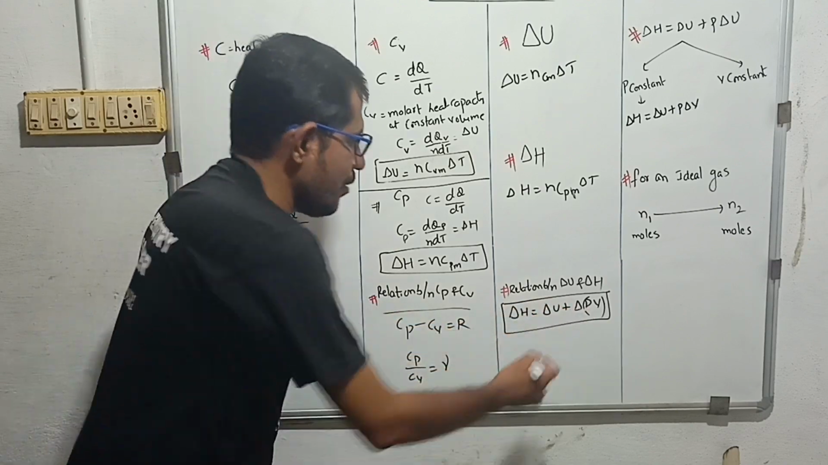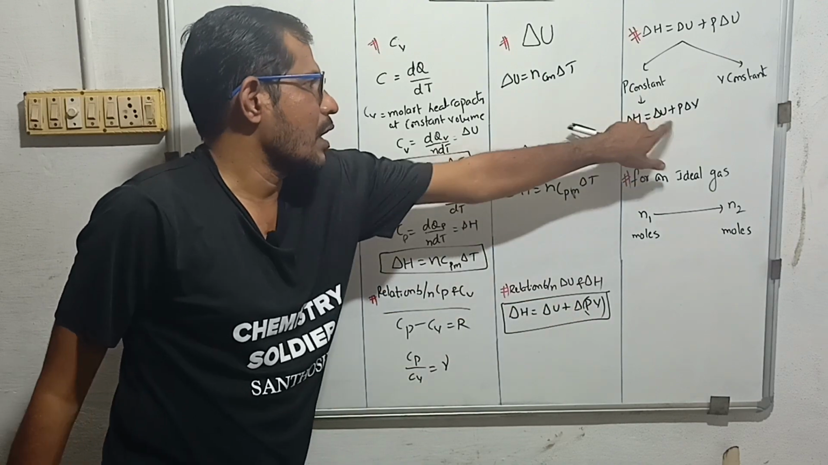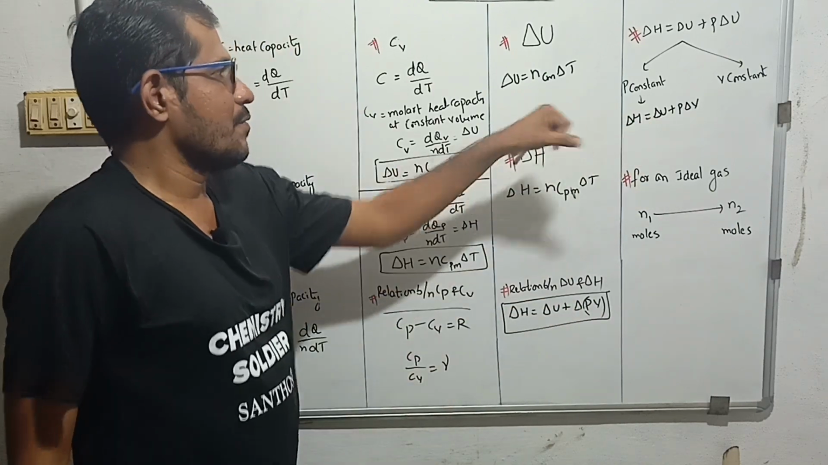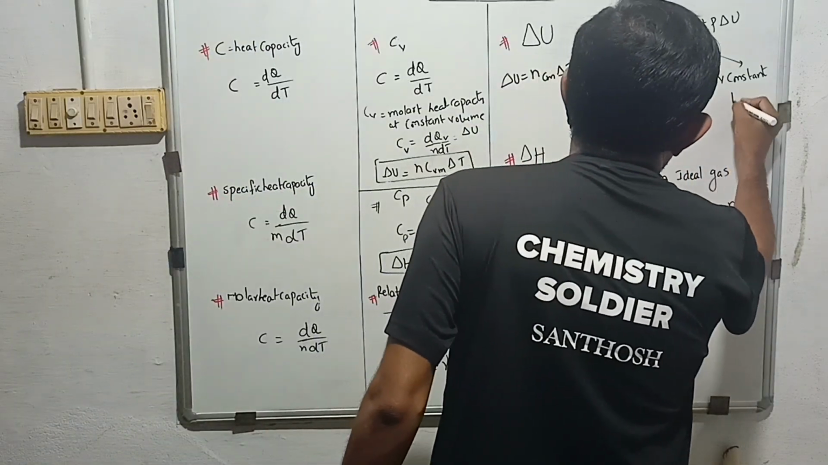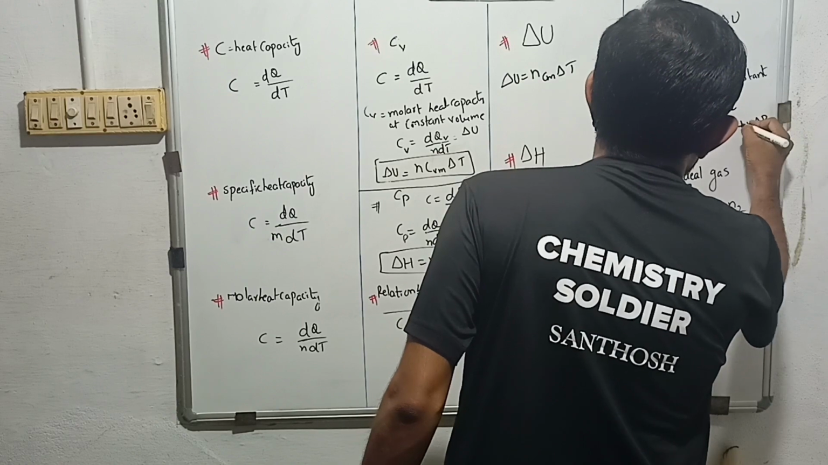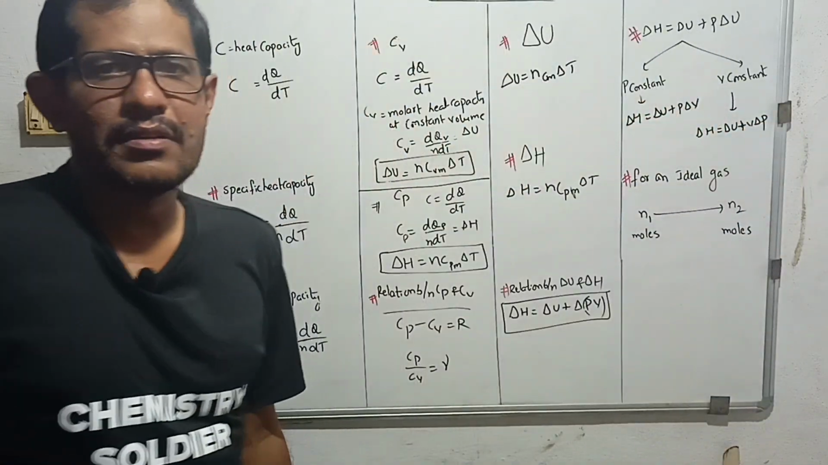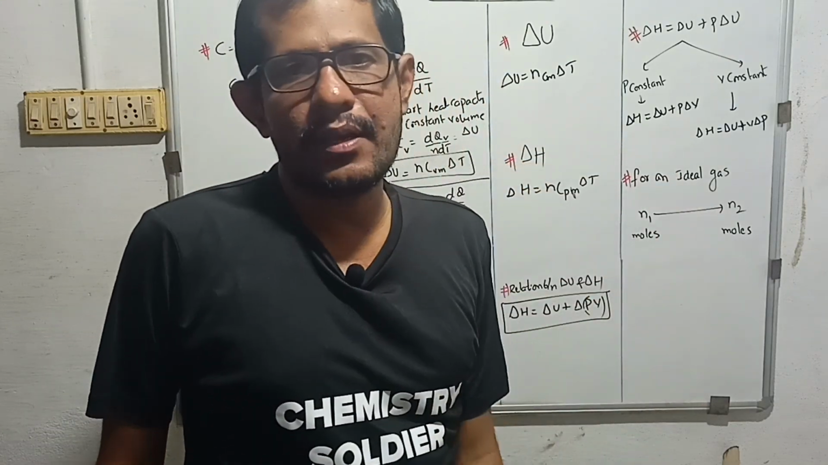If the examiner mentions P is constant, take the P out and write P delta V. If the examiner mentions V is constant, how are you going to write this? Delta H equal to delta U plus V delta P. So if V is constant, delta H equal to delta U plus V delta P.